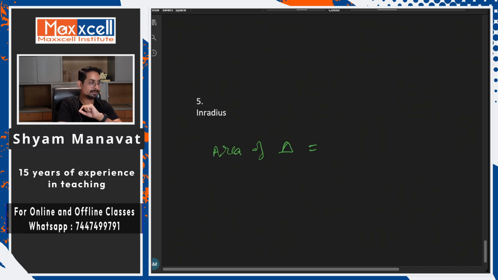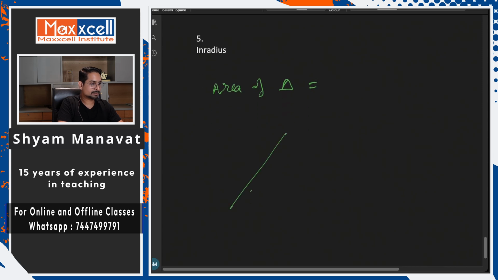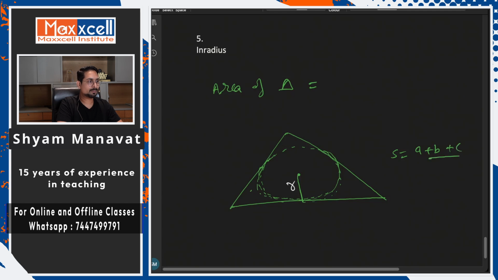Area of triangle here in terms of inradius. What will the inradius be? Say you have a triangle, and inside the triangle a circle is inscribed. Its radius, we can represent as small r. And here with the semi perimeter, remember the semi perimeter formula is (a plus b plus c) by 2, we can say area of triangle is equal to inradius into semi perimeter. This is your fifth formula.